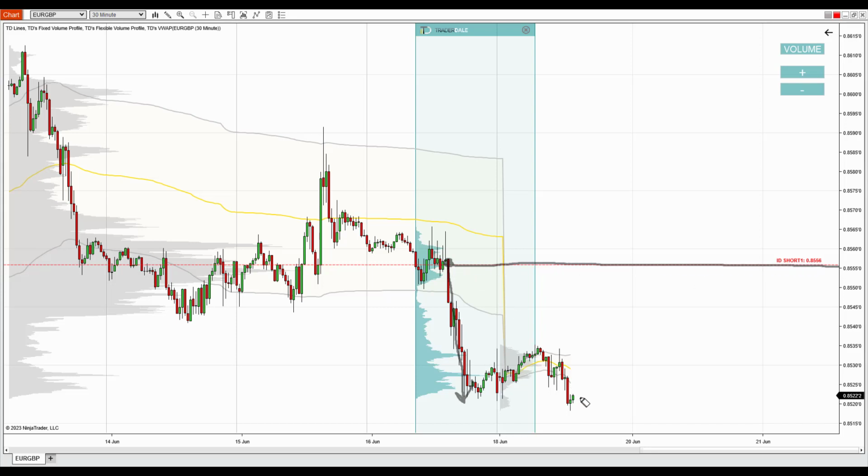So what we need to do now is just wait for the pullback. When the price comes to this level, we can take it from there. All right. This is the resistance at 0.8556. This setup is called volume accumulation setup. You trade it when there's a rotation with heavy volumes followed by a trend. All right. So that's about the trading idea on the Euro British pound.